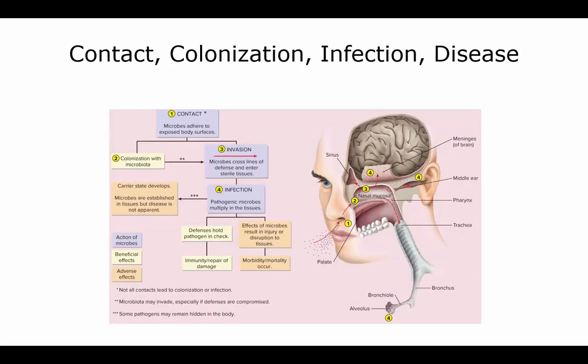And you can see here how microbes adhere to our exposed body surfaces, and they can colonize and cross lines of defense and enter our sterile tissues and cause infections. And hopefully our defenses hold that pathogen in check, but sometimes it will disrupt our tissues and morbidity or mortality can actually occur.